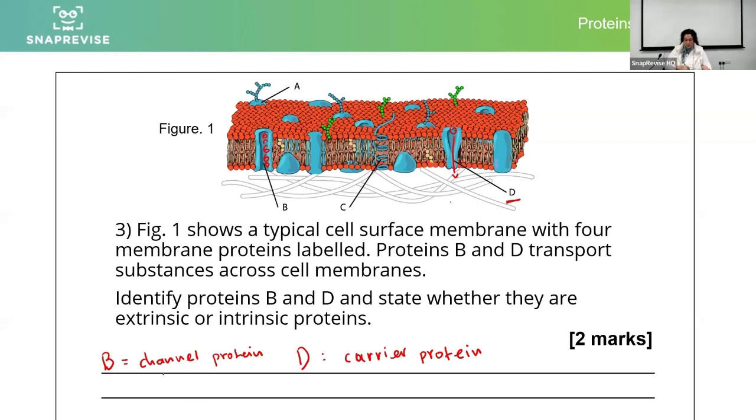So 1 mark goes for identifying them. B is channel, D is carrier protein. That's my 1 mark. And then both are intrinsic proteins because they span the membrane. We don't need to justify why, I'm just telling you. Of course, here I'm calling them intrinsic and not integral or transmembrane because that's the phrasing that I'm being given in the question here.